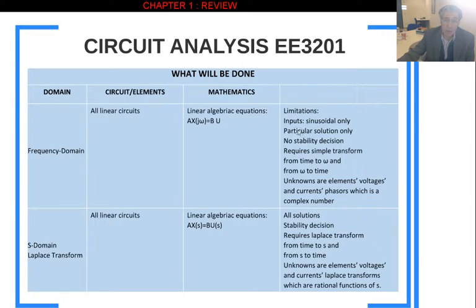So if we compare this now, we are going to find all the solutions. In here only the particular solution, in here all the solution. We can say whether the circuit is stable or not in this domain, but we cannot say it in omega domain. And we have to do the transformation from time domain to S domain. At the end, we are going to find the excitations in S domain. We have to transfer these functions to the time domain. These transformations are required in this domain.